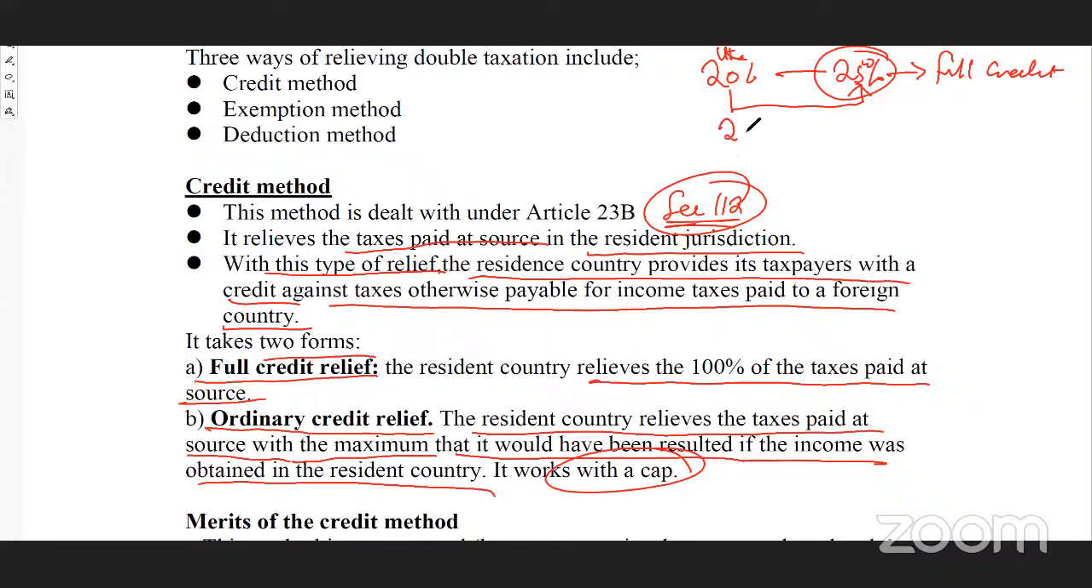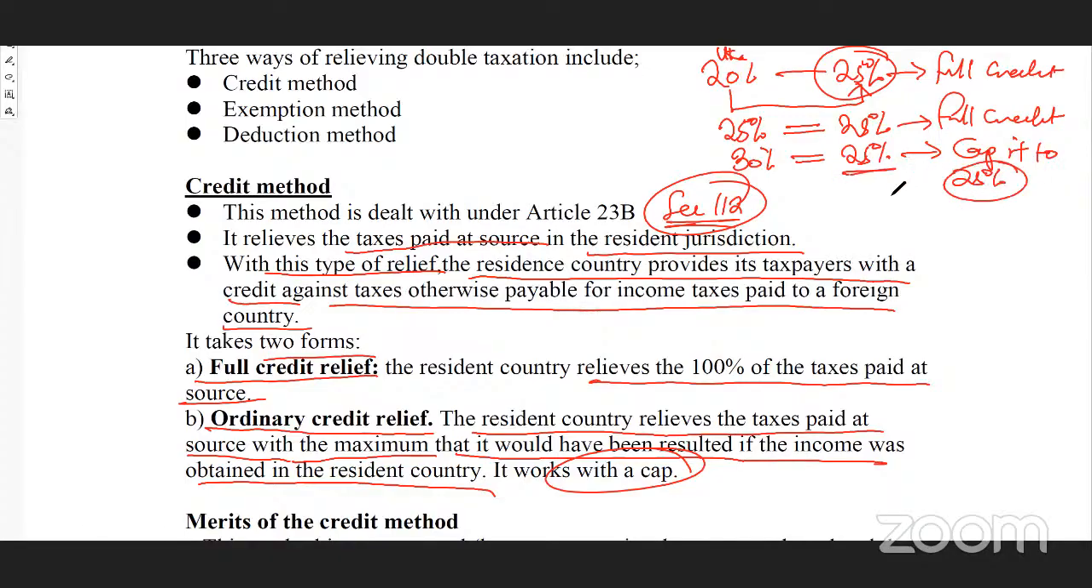So Kofi gets a full credit. What if Kofi pays tax of 25% in the UK, which is equivalent to the same 25% in Ghana? We can still deduct 25 from 25, right? So we still give Kofi a full credit. But what if Kofi paid tax of 30% in the UK? The maximum deduction you can get in the Ghanaian tax law is 25. So that means we can only count it to what? To 25, because Ghana cannot give you something beyond its law. Meaning Ghana can only give 25.